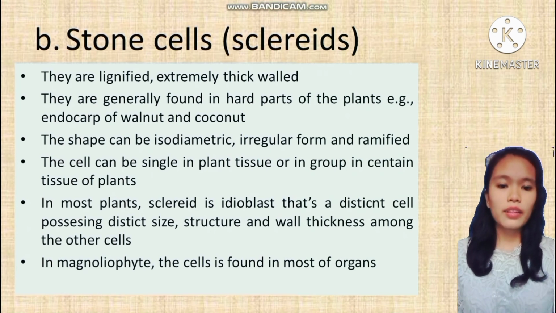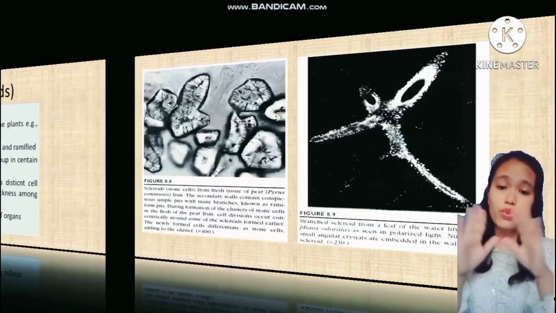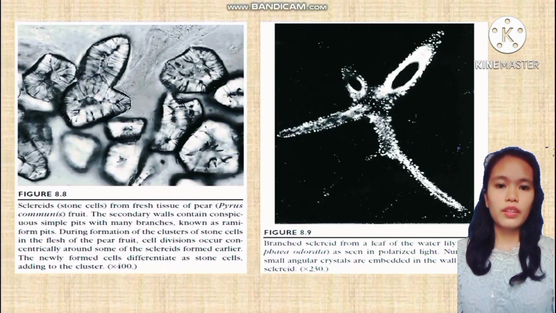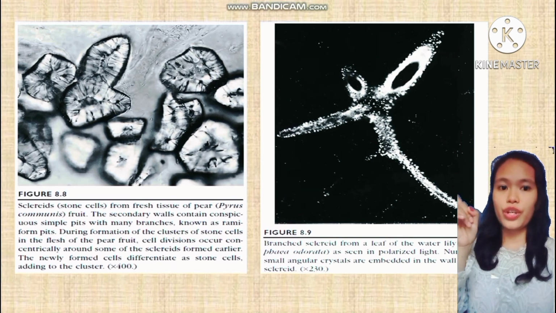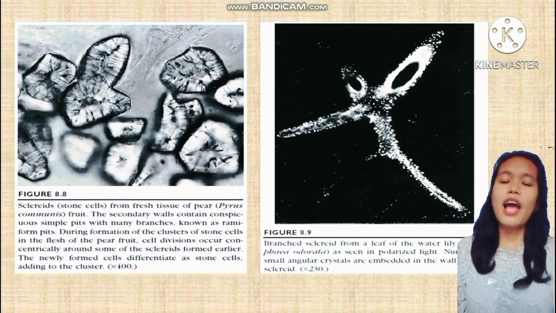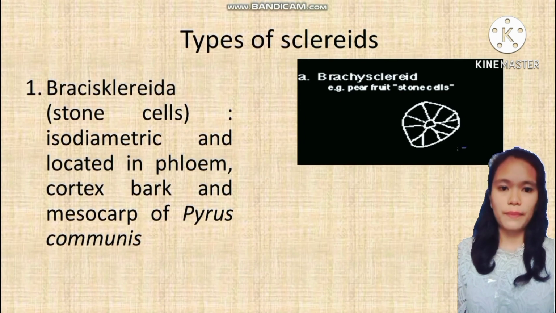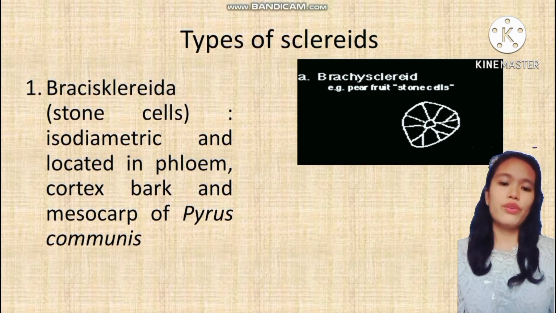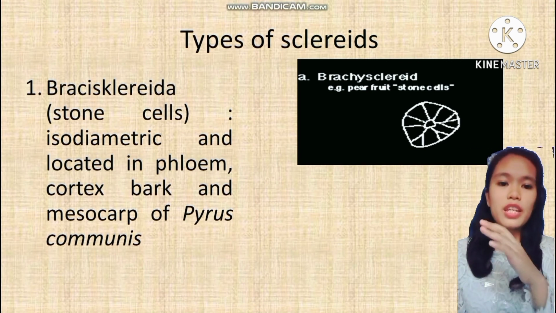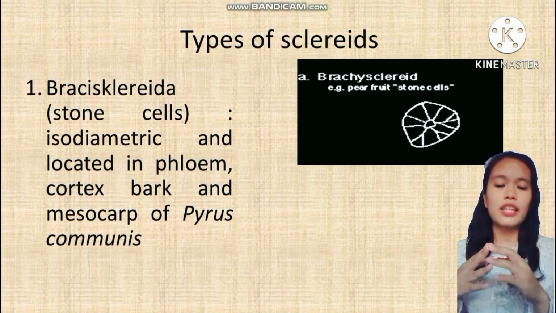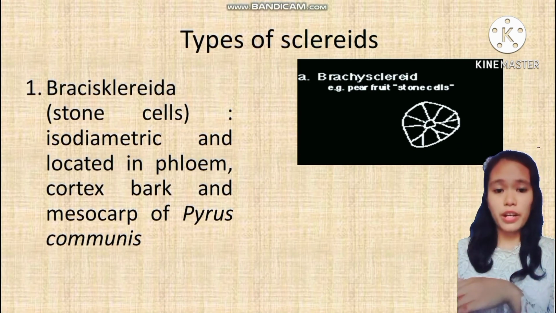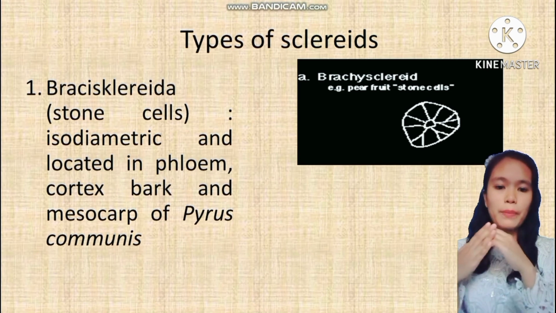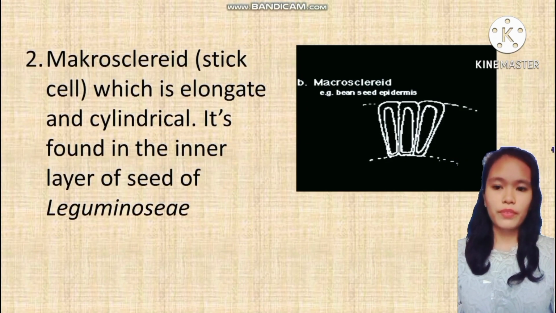In Magnolia, the cell is found in most organs. This figure shows sclereid stone cell and branched sclereid. First, brachysclereid or stone cell. The shape is isodiametric and located in phloem, cortex, bark, and mesocarp of Pyrus communis.